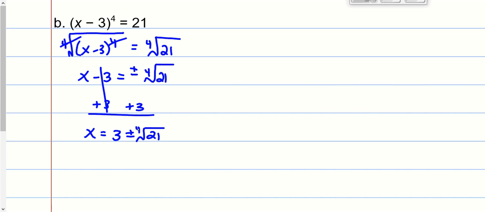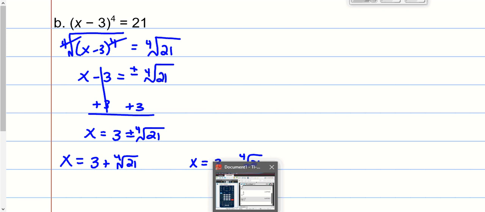Don't forget to write that little 4 up there. Since it is plus or minus, I would like for you to write them separately. So we have x equals 3 plus the fourth root of 21. And then we have x equals 3 minus the fourth root of 21. So from here, you can put that in your calculator because it does not come out evenly as an even root.